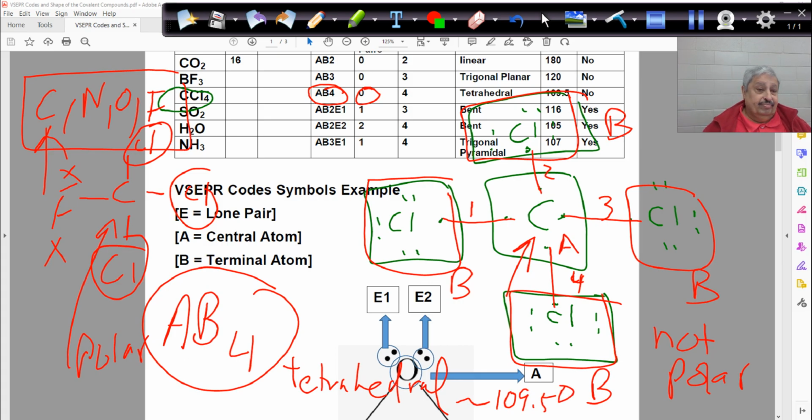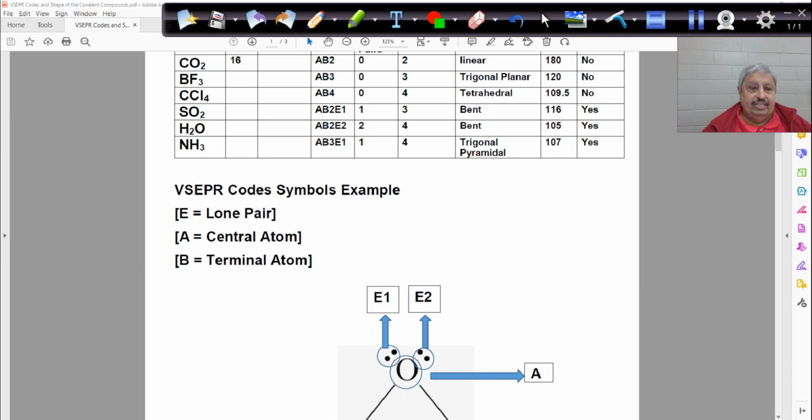109.5 degrees. Okay, guys. SO2. Let's take this one out. Can I take this one out? Take it out. Okay, so let's go for SO2. We did the H2O. Let's take SO2.